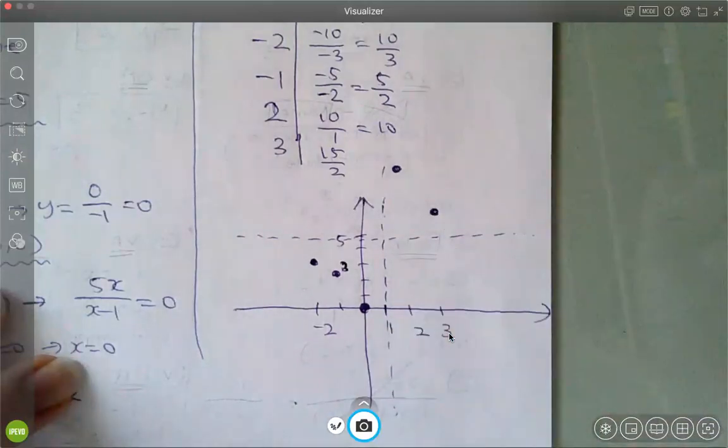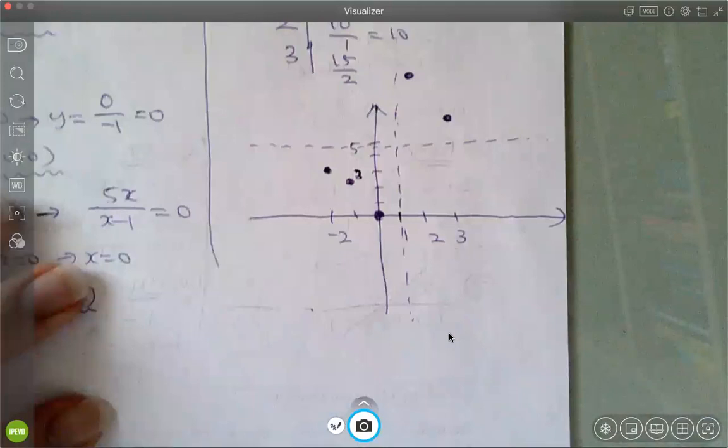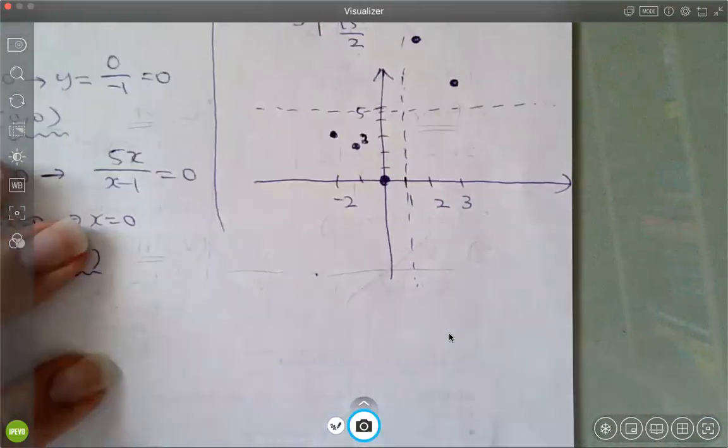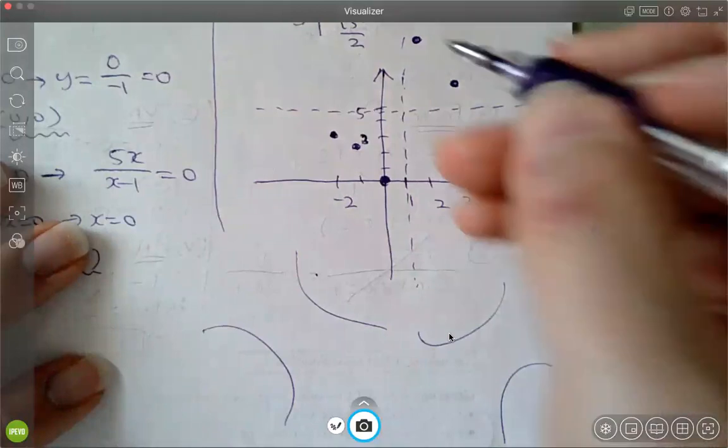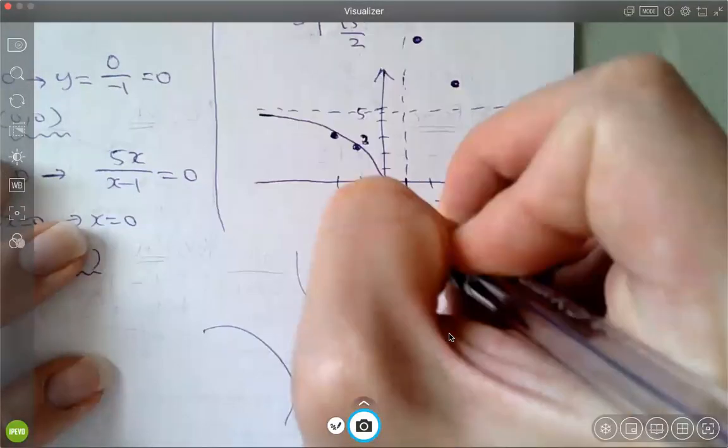Okay, so now based on how these points are lined up, can you see the shape of the graph? Remember, any rational function will have this kind of shape as the graph, or maybe the other way, like this. But do you see the curves here based on how the points are lined up? Where's the first curve? This one, right?